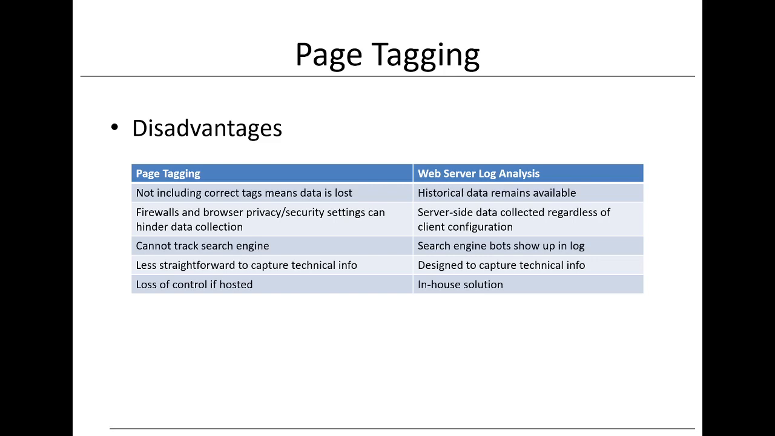Page tagging cannot track search engine bots, since bots typically do not execute page tags. This is not the case in web server log analysis. With page tagging, it is less straightforward to capture technical information, such as error, bandwidth, download time, etc. Web server log analysis is designed to automatically capture technical information. When using a hosted solution for page tagging, you face a loss of control, which is typically not the case for web server log analysis, since the data is usually analyzed in-house.